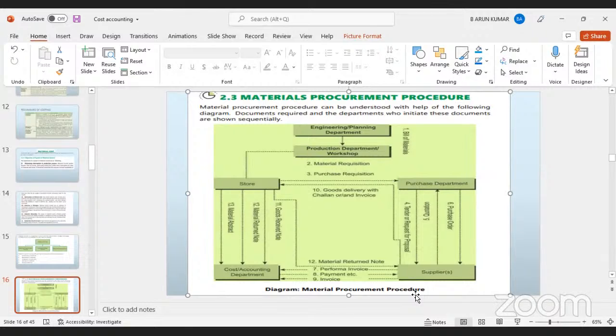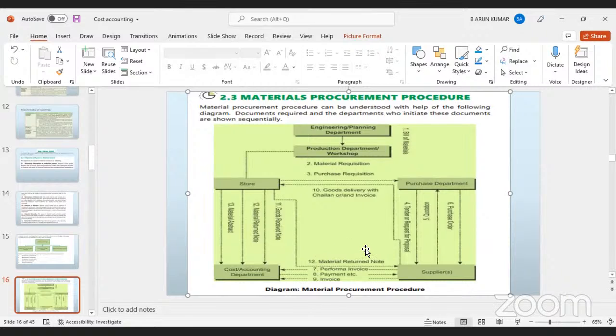Based on that invoice, we observe what quotation we gave and what request we made, the full total amount, and whether the total quantity of material is being received or not. So we are observing based on those invoices. The 10th one is goods delivery with challan and invoices. After suppliers deliver the goods, we check the products.